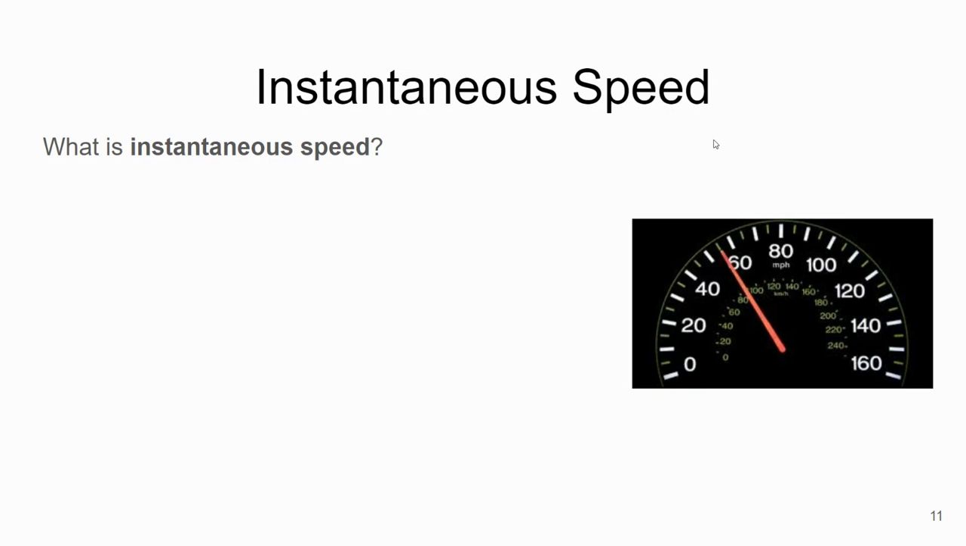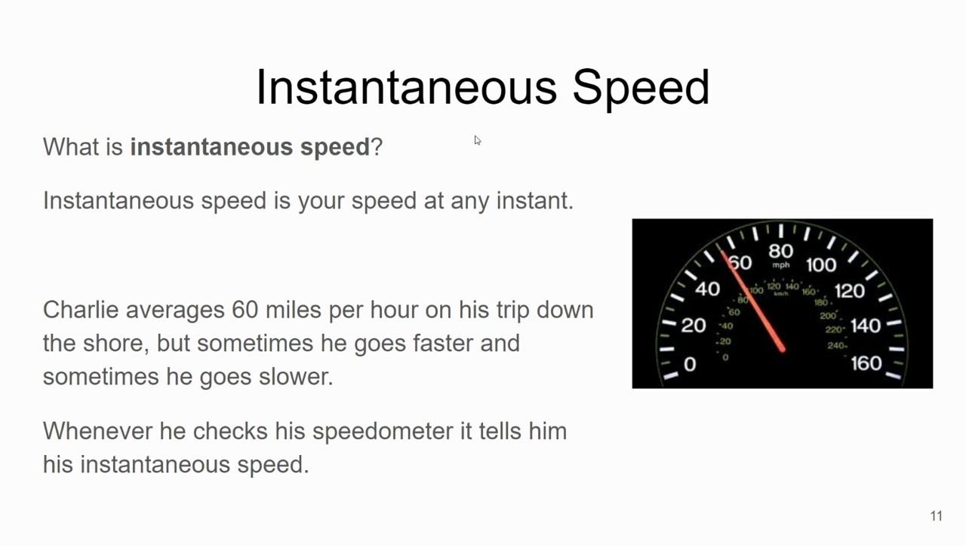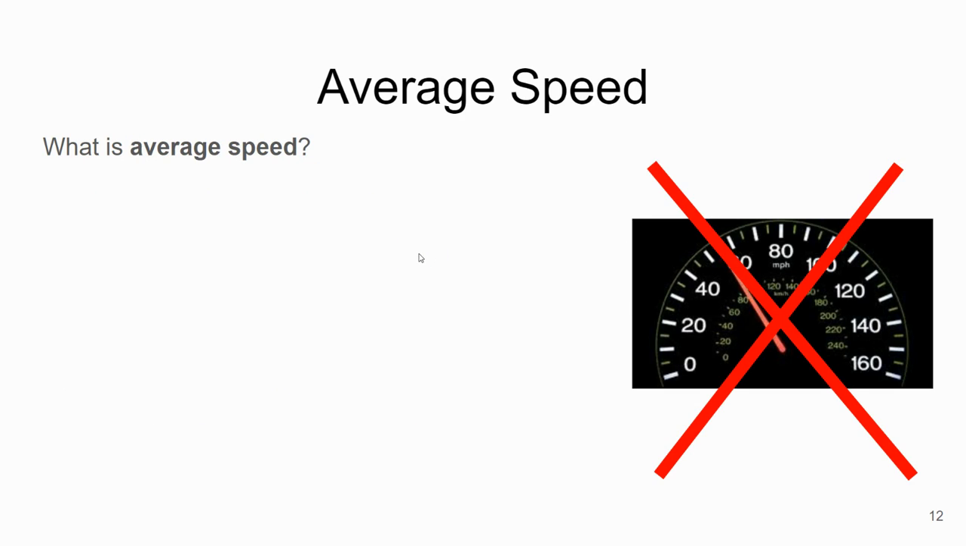So the difference between instantaneous speed and average speed. Instantaneous speed is the speed you are going at any particular instant. So that is what your speedometer reads. If you're driving, you look down at your speedometer, it tells you a number. That is your instantaneous speed. This is different than average speed.